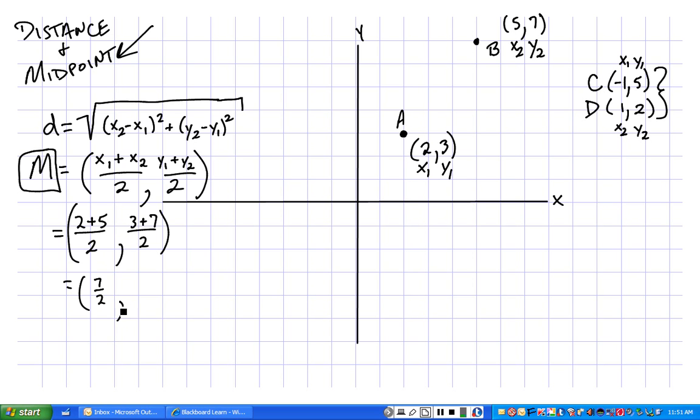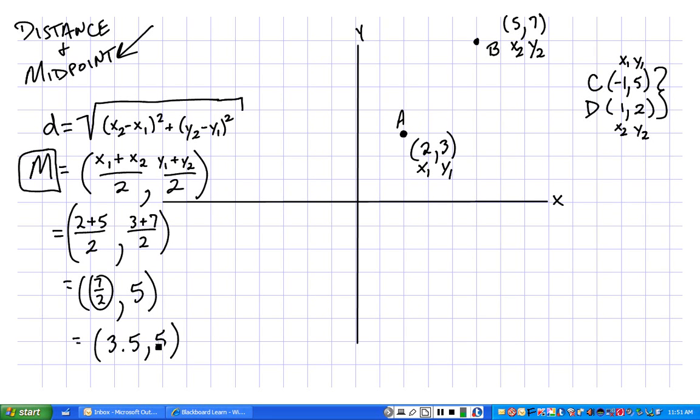So we end up with 7 over 2, which I would leave in fraction form. Even though it's an improper fraction, I'd leave it in fraction form. Okay, and 3 plus 7 is 10 over 2, which is just 5. Alright, now for the sake of graphing, I'll turn the 7 over 2 into 3.5. 2 goes in 7 3 times, with 1/2 left over, so 3.5 and 5. So my x value is 3.5, my y value is 5.